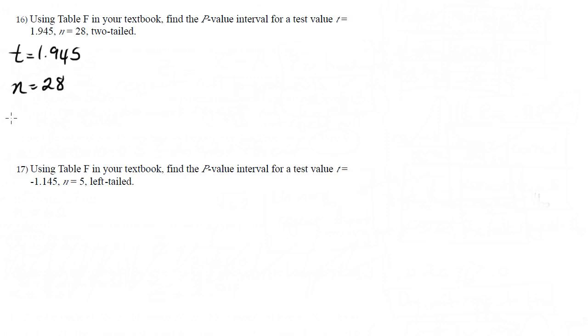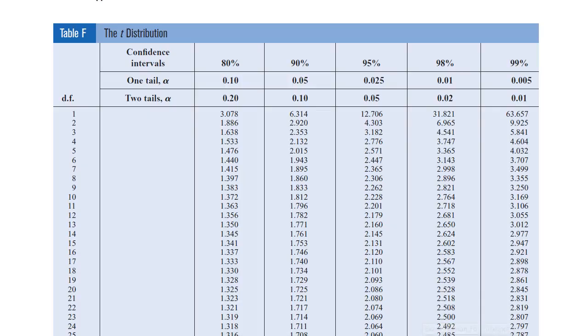Now if n is 28, we know the degrees of freedom is n minus 1. So 28 minus 1. So our degrees of freedom should be 27, and this is two-tailed. So if we look at our table, we should probably be able to figure most of this out.